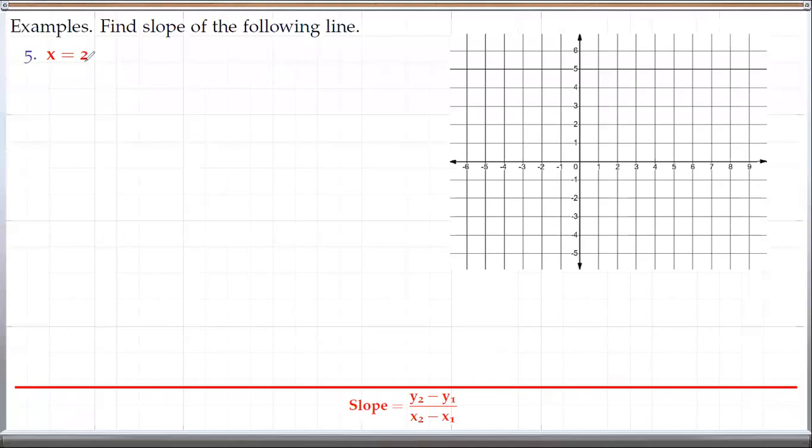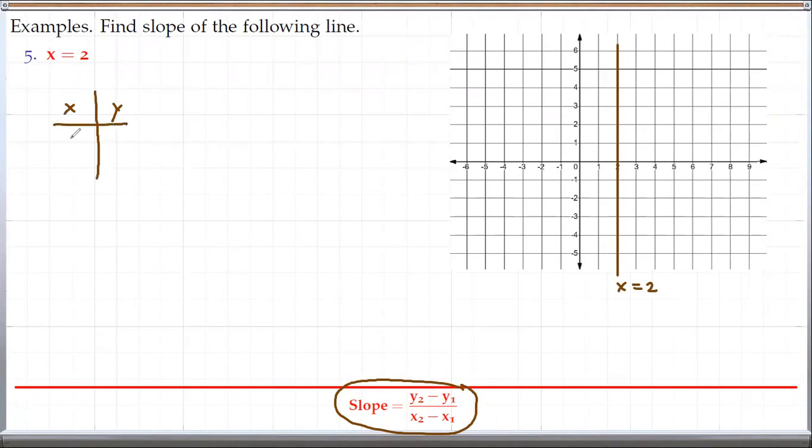We have x equals 2. So let's first graph this equation. The graph of the equation x equals 2 is a vertical line at x equals 2. So this is the graph of x equals 2. Let's try to find the slope of this line here and see what we get. So for that, let's try using this formula. And to use that formula, we need any 2 points.